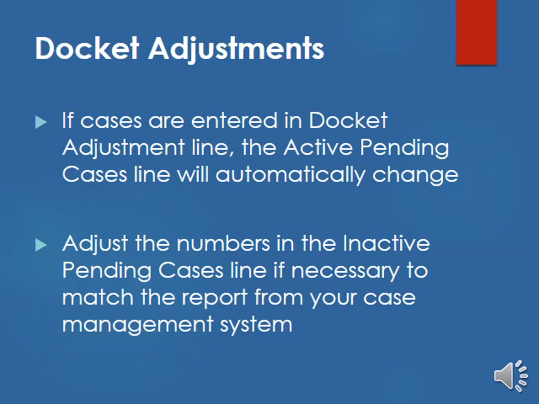When you make the docket adjustments, you should review the active and inactive cases line numbers. The number that you increase or decrease by will automatically increase or decrease the number of active cases. If adjustments are needed, you will make the necessary changes to the inactive pending cases, which will in turn correct the active pending cases so that again the two total the new pending cases.